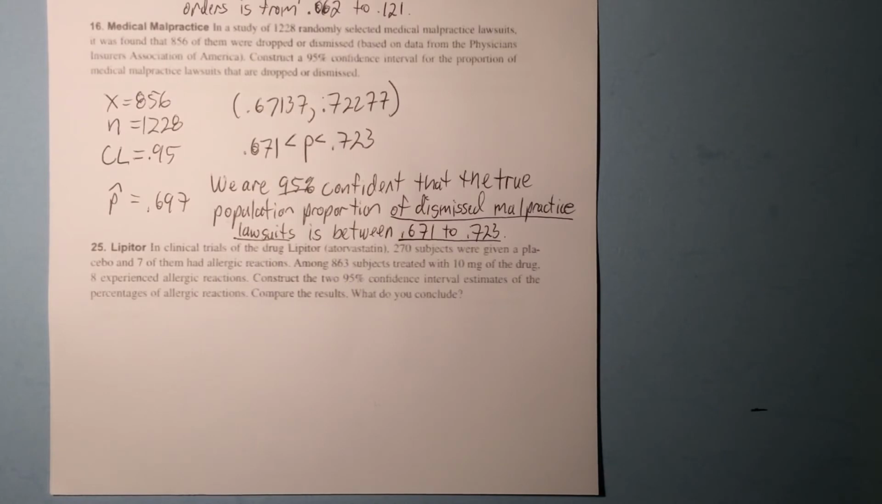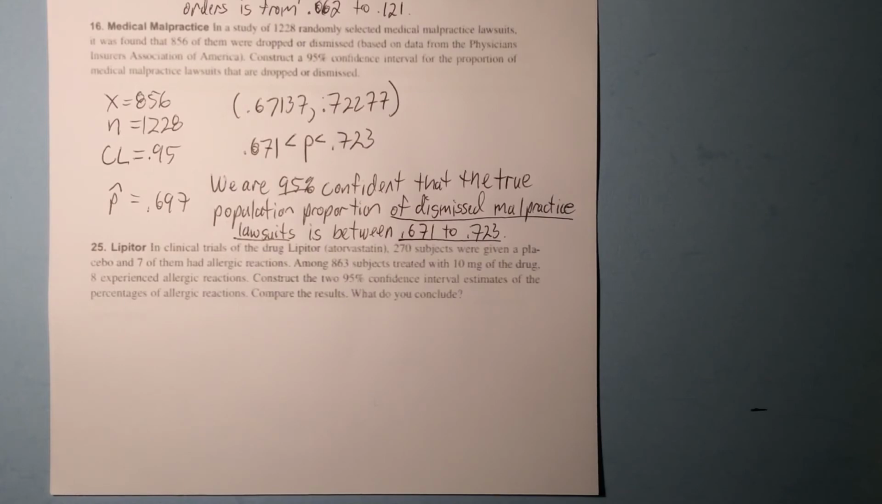Okay, last question, Lipitor. In clinical trials of the drug Lipitor, 270 subjects were given a placebo, and 7 of them had allergic reactions. Among 863 subjects treated with 10 milligrams of the drug, 8 experienced allergic reactions. Construct the two confidence interval estimates of the percentages of allergic reactions. Compare the results. What do you conclude? Okay, so we'll go ahead and do both of these here.